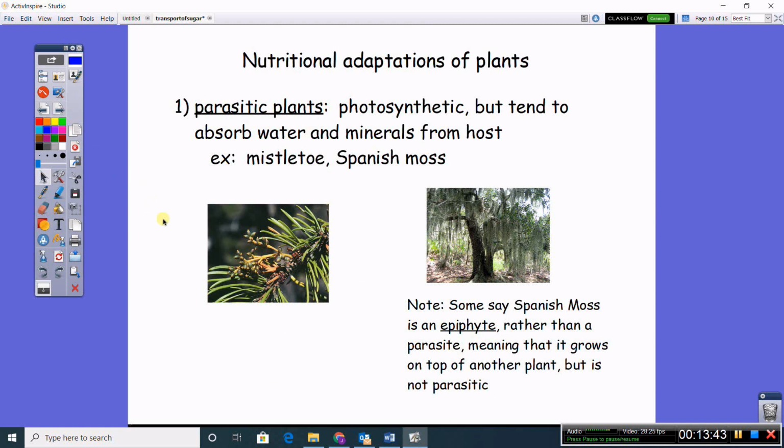Okay, nutritional adaptations of plants. So there are some parasitic plants. That means they are photosynthetic. All plants are photosynthetic, but these will tend to absorb water and minerals from a host. So some say that Spanish moss is an epiphyte rather than a parasite. I will count it in either category, okay?